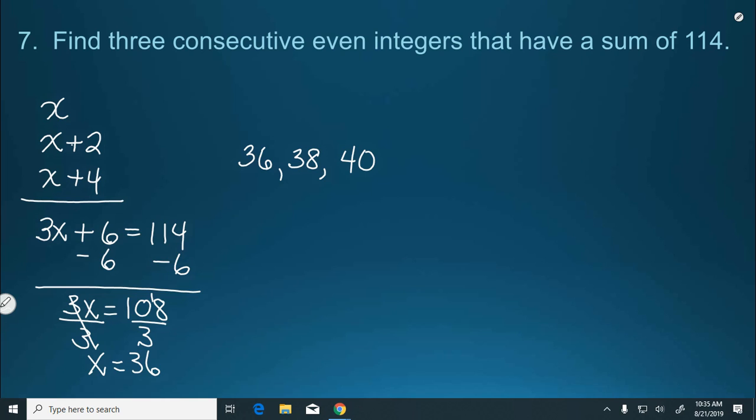If I wanted to check it, I could do 40 plus 38 is 78 plus 36 is 114. So we did it correctly. All right. Hopefully you're finding these very, very easy. Let's try the next problem.